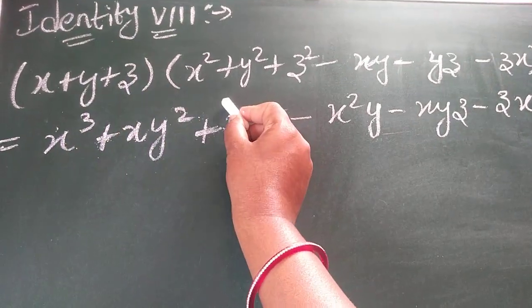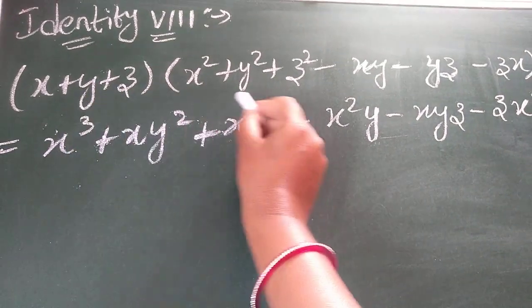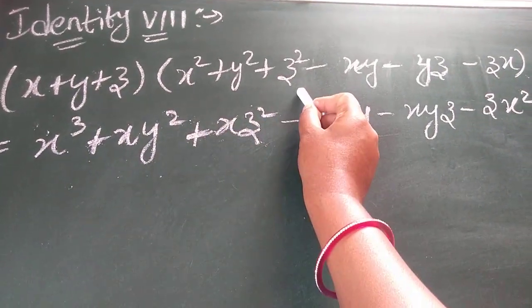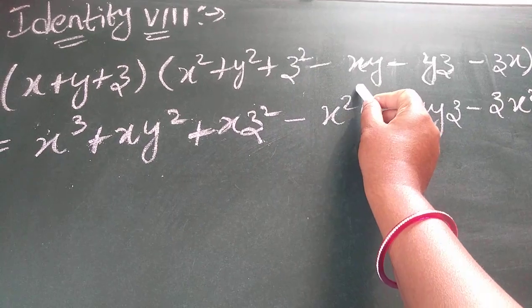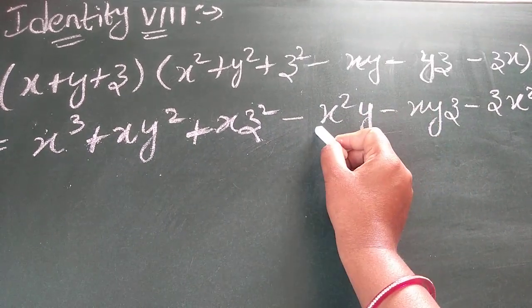x into x square is x cube. x into y square is xy square. x into z square is xz square. Minus xy into x is minus x square y.